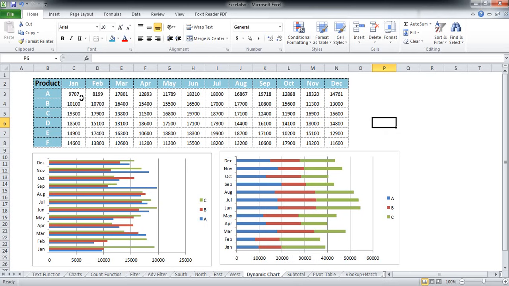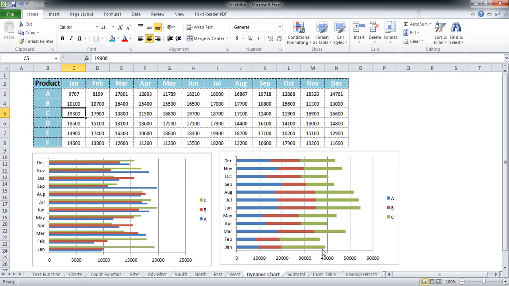And it is quite verifiable if we look at these three numbers for January. For product A and B, the numbers are pretty much the same, approximately 10,000. But for product C, the number is approximately double this number. So you can see it is actually being represented by 19,300 over here.